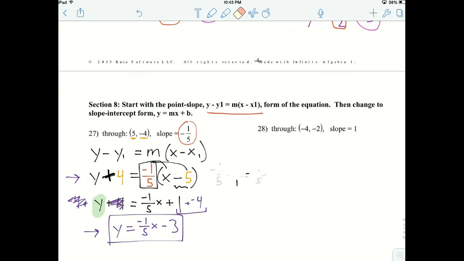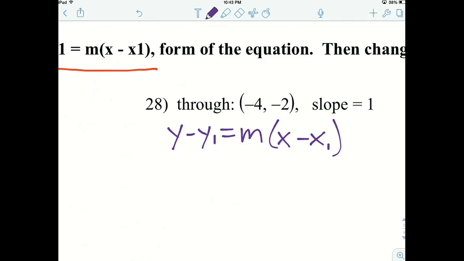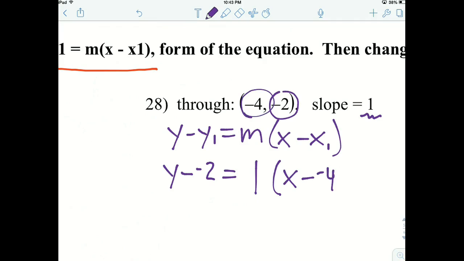I want to jump to another example right next to this. We'll clear some space here. We again are going to start with our formula. Y minus y1 is equal to m times x minus x1. And we plug in our points. Y minus the y-coordinate negative 2 is equal to our slope 1 times x minus our x-coordinate of negative 4. I immediately see the minus and negative in a couple places, and I'm going to change that to plus to make this a little bit easier to work with.